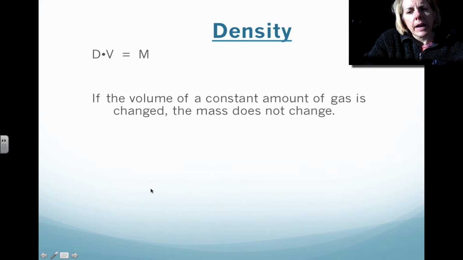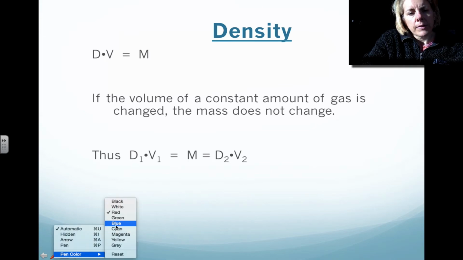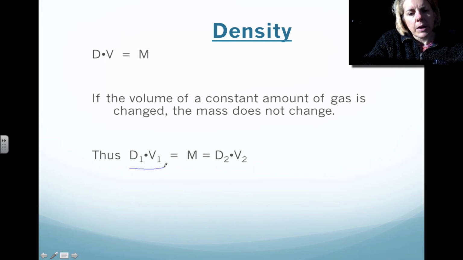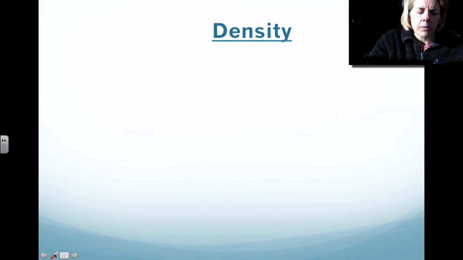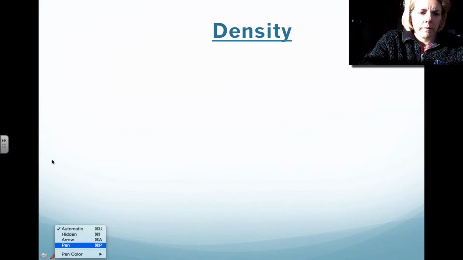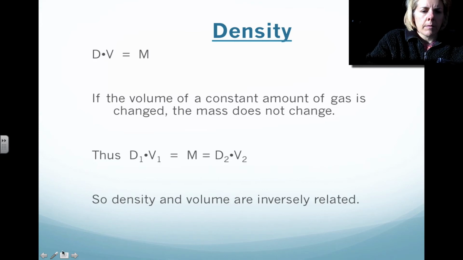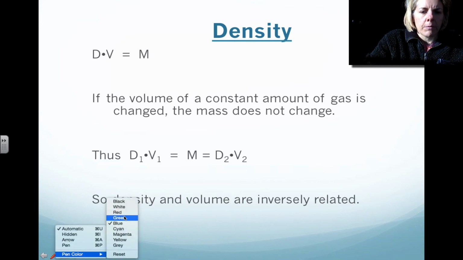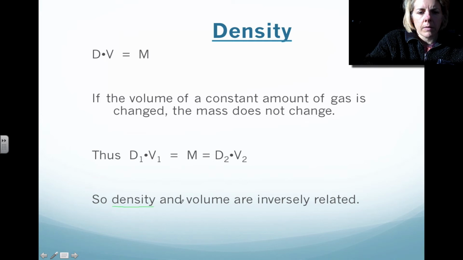Okay, so D times V equals molar mass. And if the volume is constant, please note that mass does not change. So we could set it up where we're looking at two different states. We have density 1 times volume 1 equals molar mass, which can be said to be equal to density of the second state times volume 2. Please note that volume and density are inversely related. So if density increases, volume has to decrease.